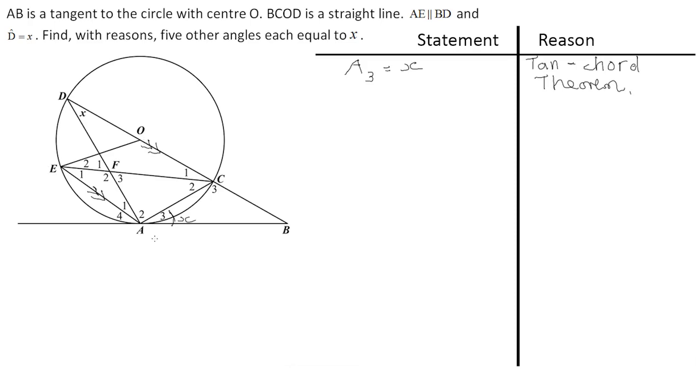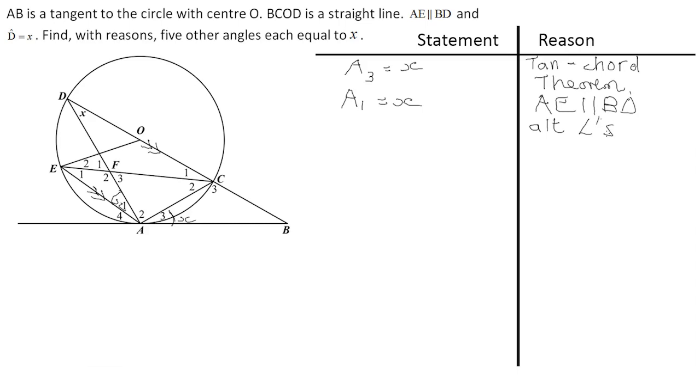If you look at AE parallel with BD, then you will agree with me that this angle here will be equal to X. You can see they're alternate angles. So we can say A1 is also equal to X. That's the second one. And why? Because AE is parallel with BD, that's alternate angles.